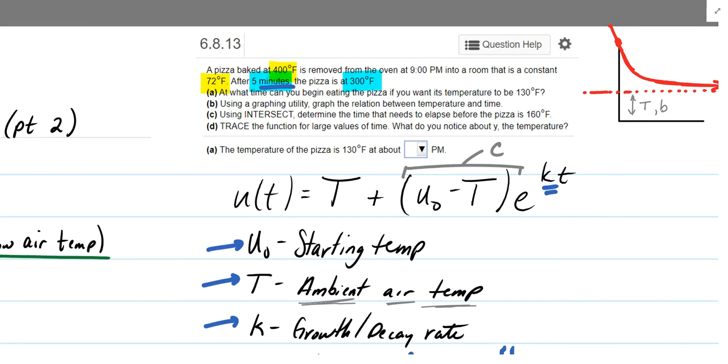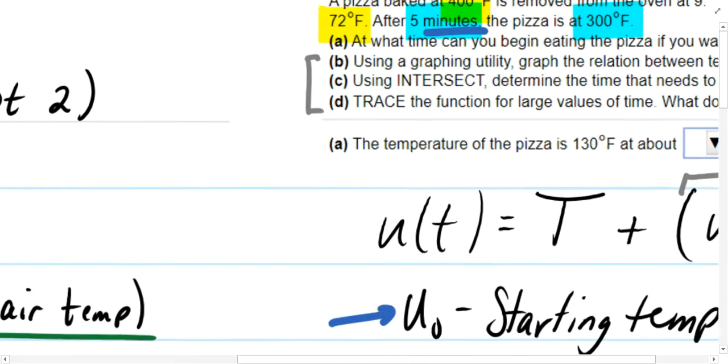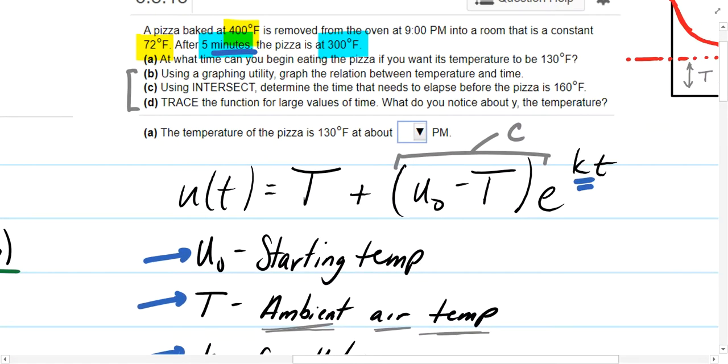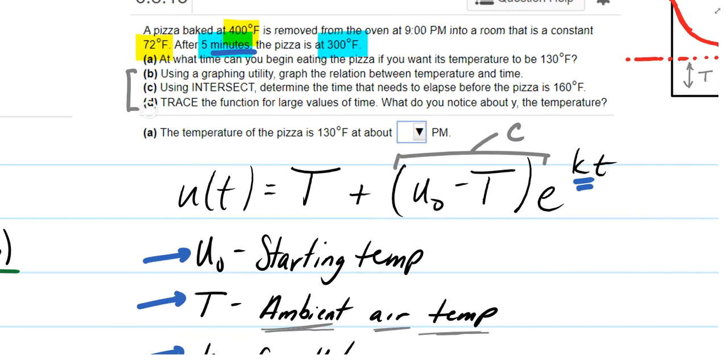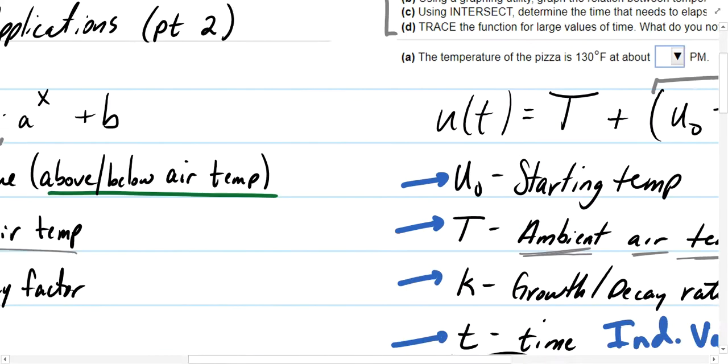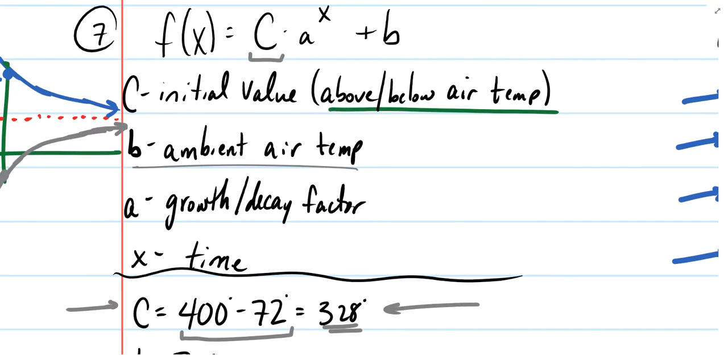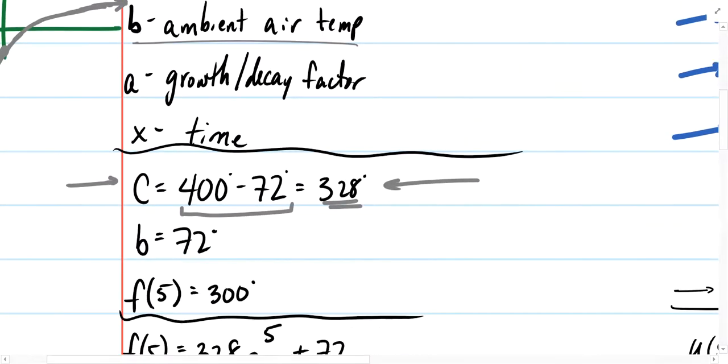So that was a long discussion, but again, I think it's a fair point to make when comparing the two techniques. I'll let you decide which one you feel more comfortable with when you take the test in a couple weeks. So let's try to finish out this video by addressing B, C, and D. Part B, use a graphing utility to graph the relationship between temperature and time. So that's our fancy way of just simply asking us to graph this equation.